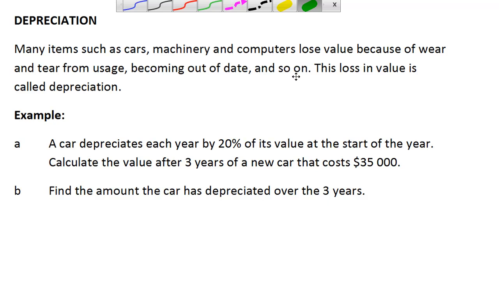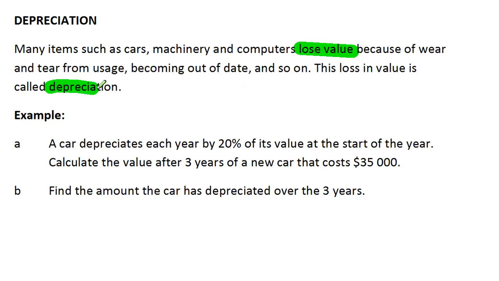In this topic, we're going to have a look at what happens when the value of an item drops over a period of time. Cars, machinery, computers, a lot of them lose value. Most of them lose value over time because of things like wear and tear and things becoming out of date. We call this whole process depreciation.